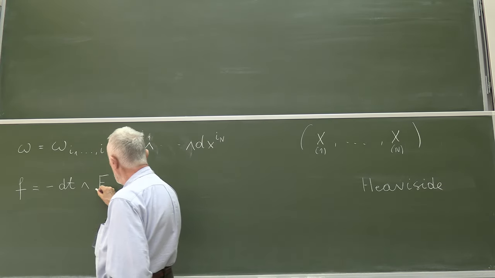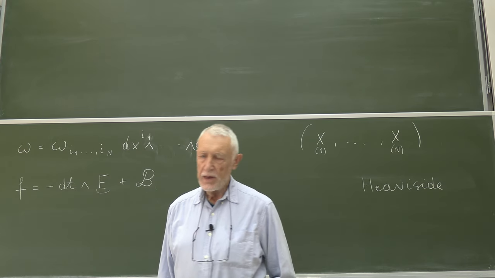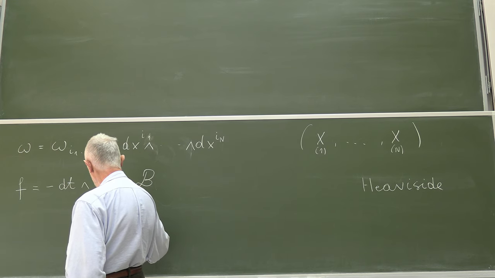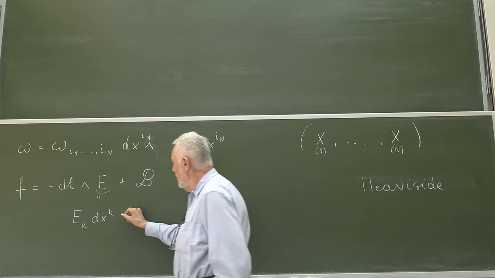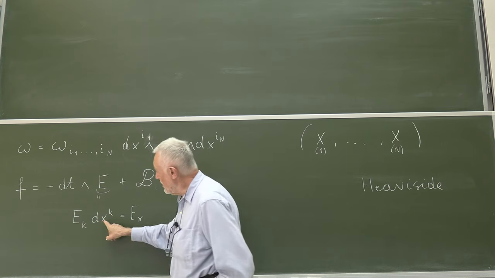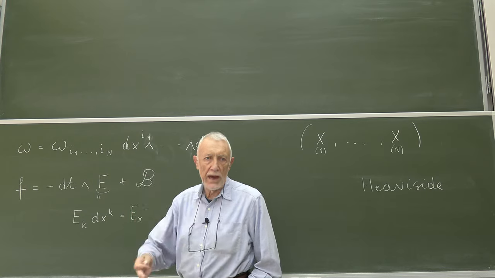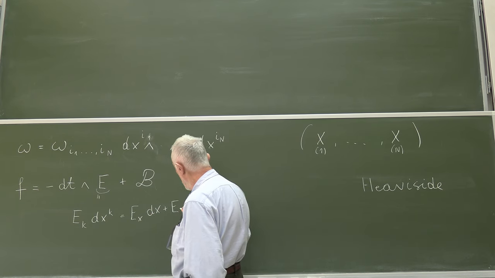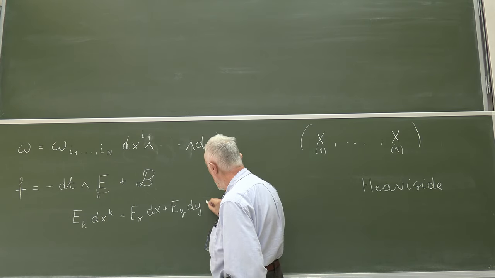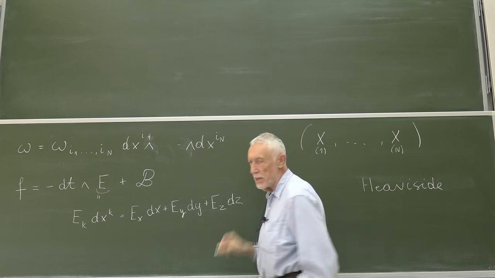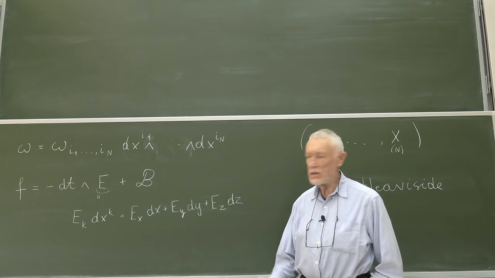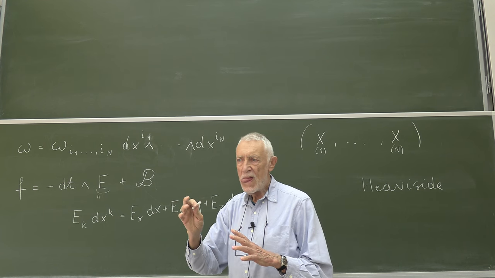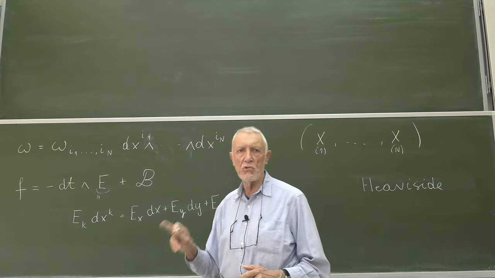What does it mean? E, we already know what E is, the electric field. So it is a one-form, equal to E_k dx^k. Or if instead of x1, x2, x3, I write x, y, z, then it is the x component of the electric field times dx plus the y component times dy plus the z component times dz. So you see that the electric field appears as those components which correspond to one time, one space.